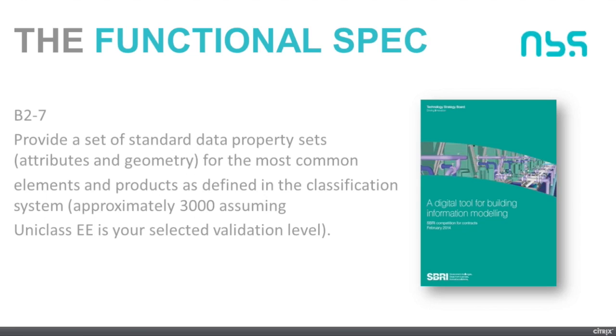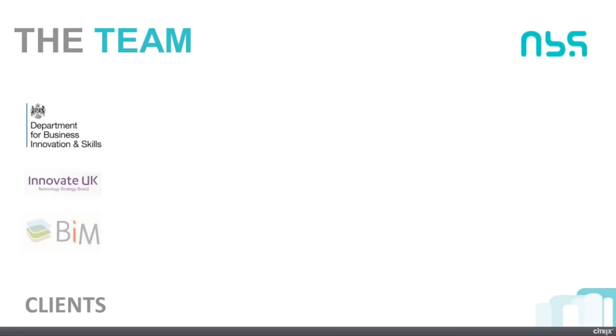So there are some early functional requirements there, and if you're really into reading what the exact brief is, that's still available online. But the team that was assembled to deliver that project, firstly the client: we've got the Department for Business Innovation and Skills, BIS for short, we've got Innovate UK, essentially the funding organisation, formerly the Technology Strategy Board, and you've got the BIM Task Group. So those are the people that commissioned the project.